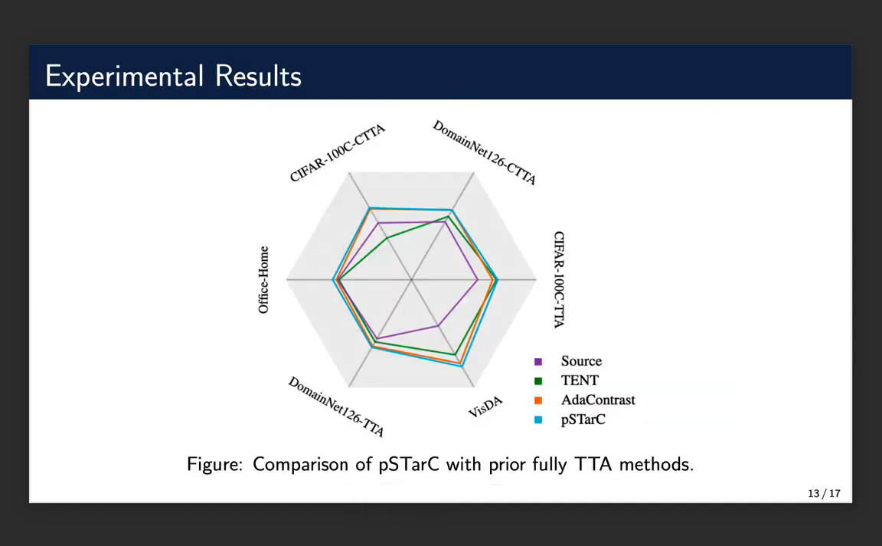Coming to the results, we perform experiments on both TTA and CTTA settings on different benchmarks like CIFAR 100C, DomainNet 126, VisDA dataset, and Office Home. We see that compared to all the prior methods, that's the source, TENT, and AdaContrast, which are prior TTA methods, pSTarC consistently either does better or is at least on par with the prior methods.